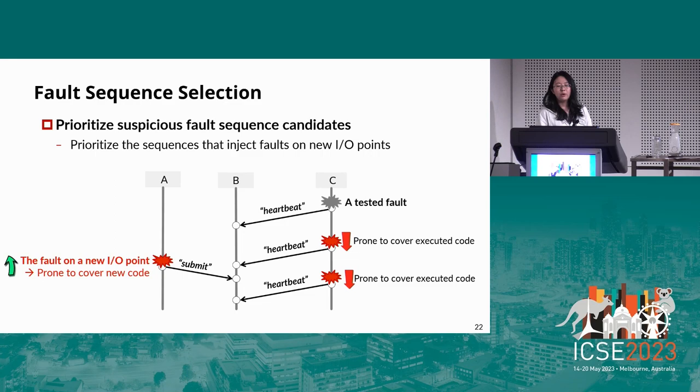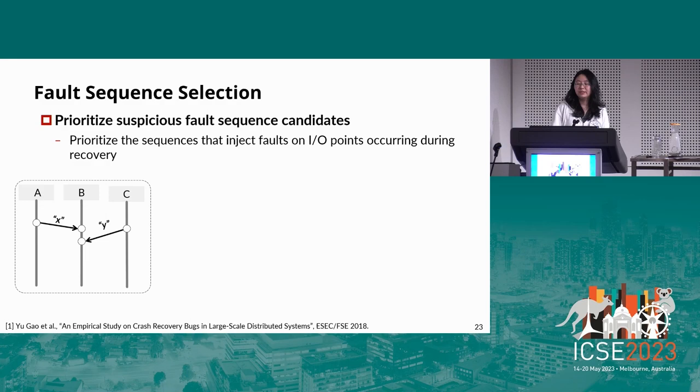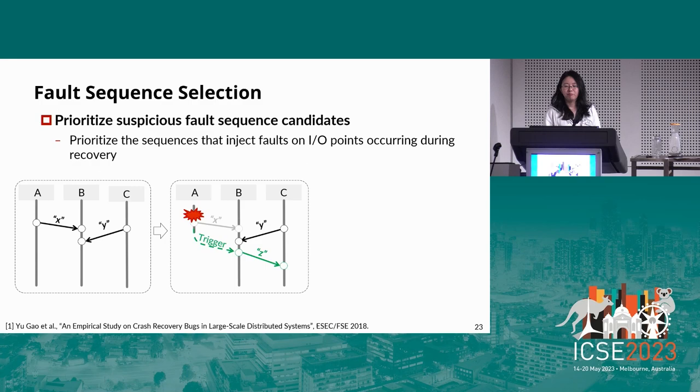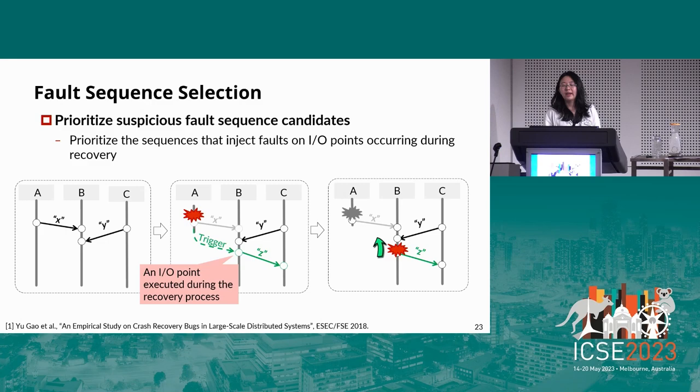We also prioritize the fault sequences that inject faults on I/O points occurring during recovery, as shown in the figure. When we crash node A before sending a message X, new I/O points will be executed during the recovery process. We prioritize the faults occurring on such I/O points. This is because such faults are prone to complicate the recovery process and trigger bugs, according to our previous empirical study of crash recovery bugs.